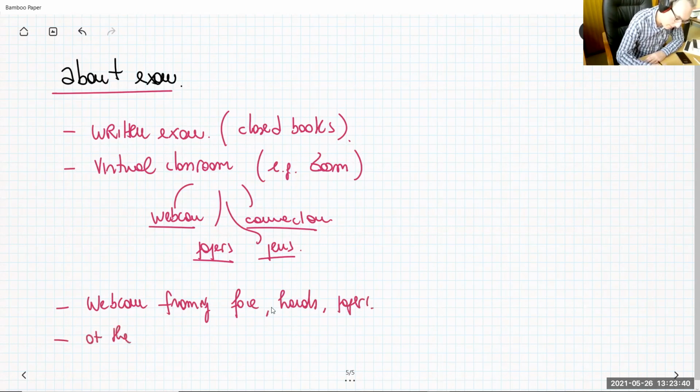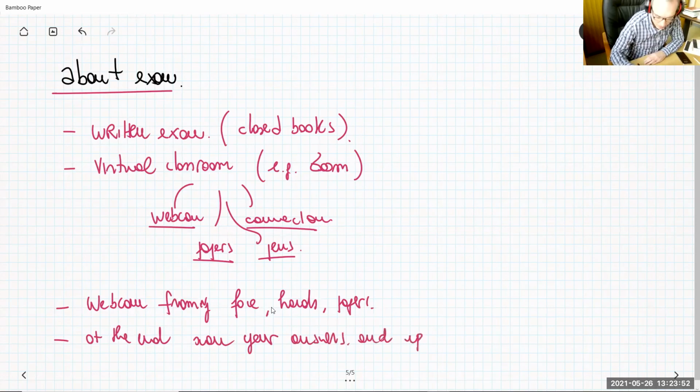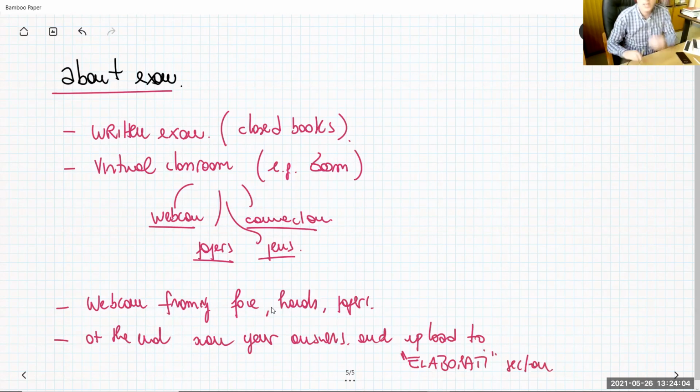At the end, scan your answers and upload to the Elaborati section, in order for me to download them and, say, correct them.